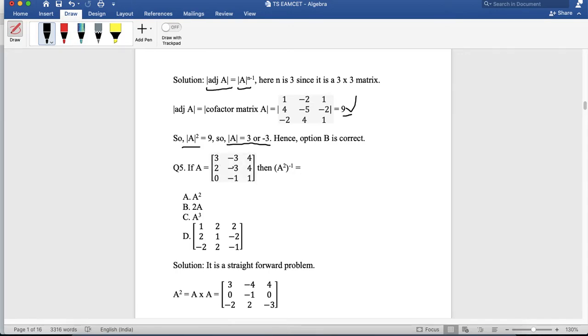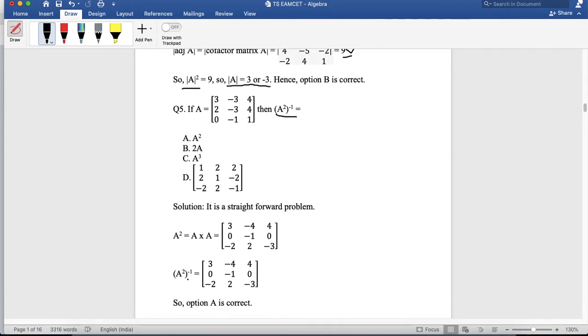If A is equal to this matrix, then A square inverse is, so you don't even have to think anything. Just take A square and then calculate the inverse of it. I have done the calculation here. A square is this, and if you take the inverse of it, you will end up with this matrix. But you know that the process of finding the inverse of a matrix is a big challenge. It takes like 3 to 4 minutes at least.